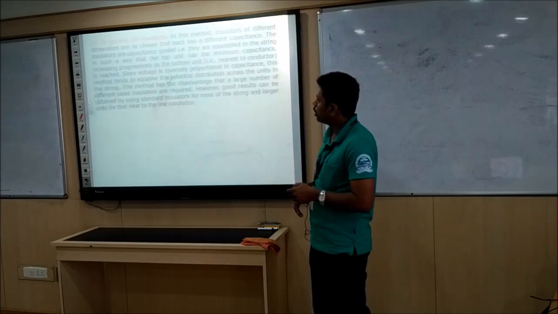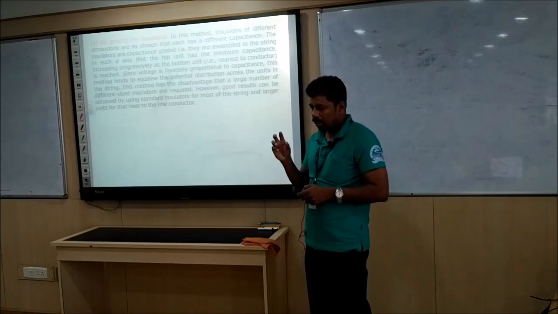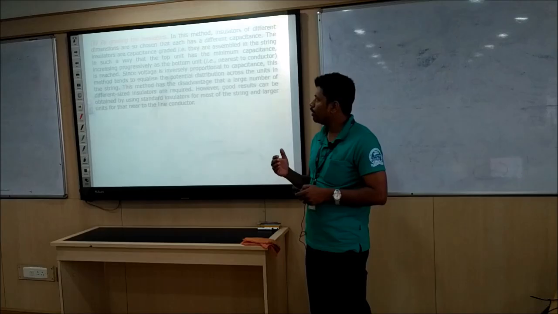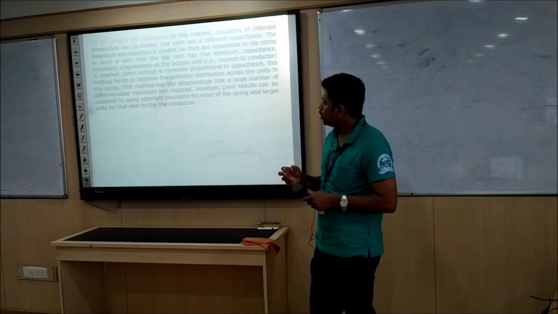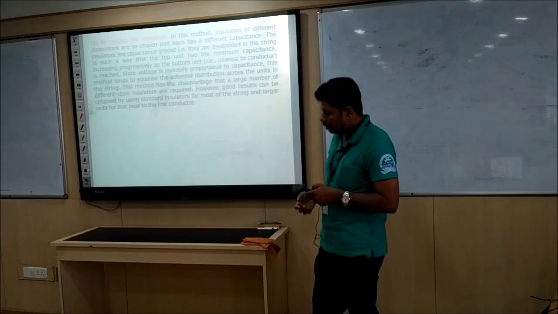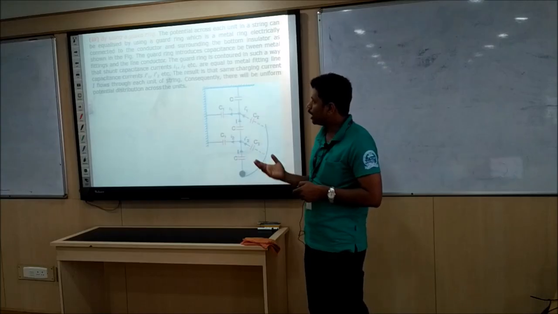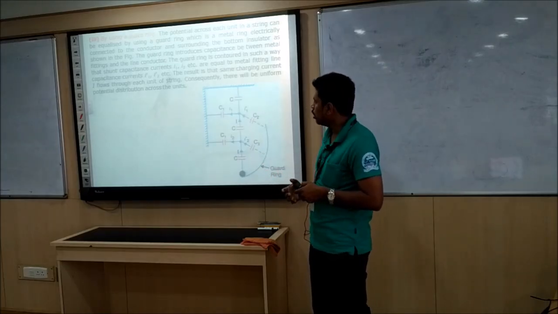That is by using a longer cross-arm, and by grading of insulators. That means for different insulators at different positions, we can go for different gradings, so that the amount of capacitance will be uniform, and the voltage will be the same. So by using these techniques, we are able to improve the string efficiency. But the third and practical one which is there in the system is using a guard ring.